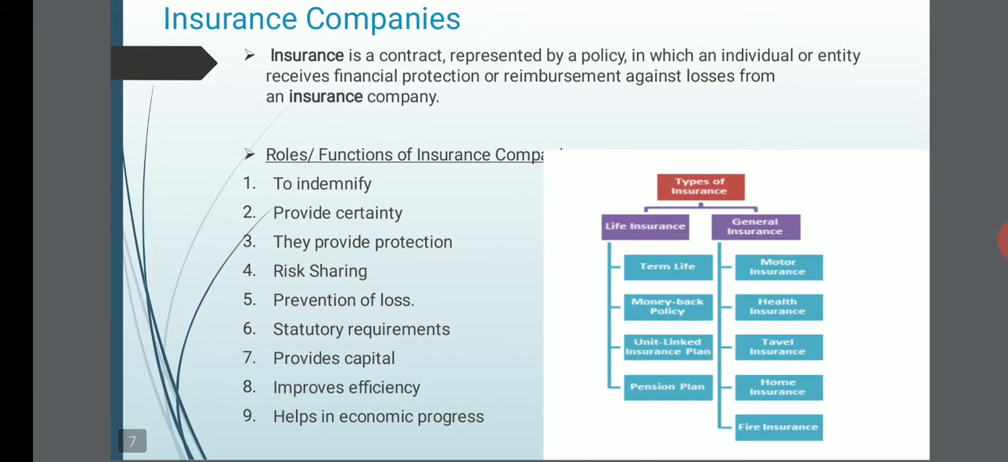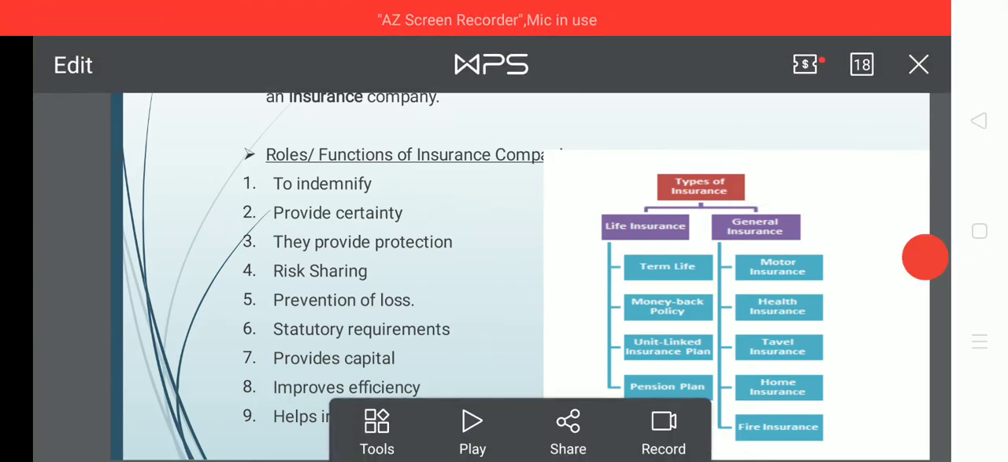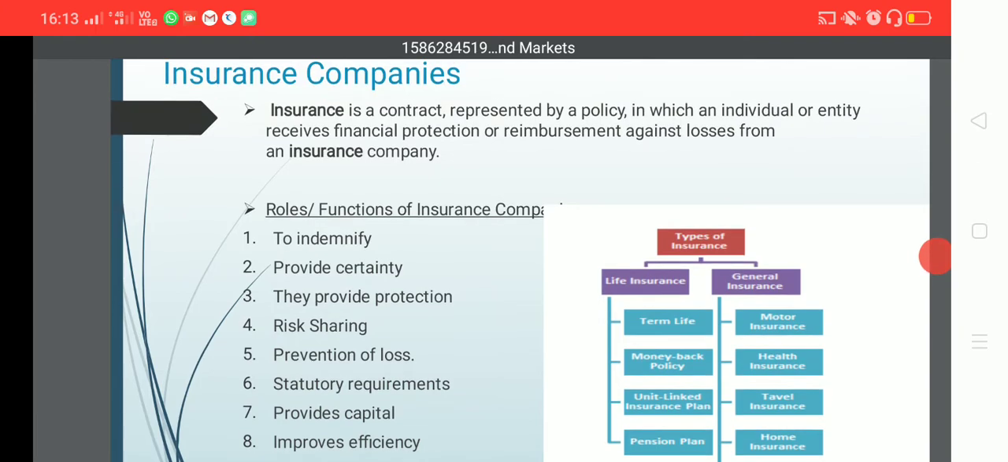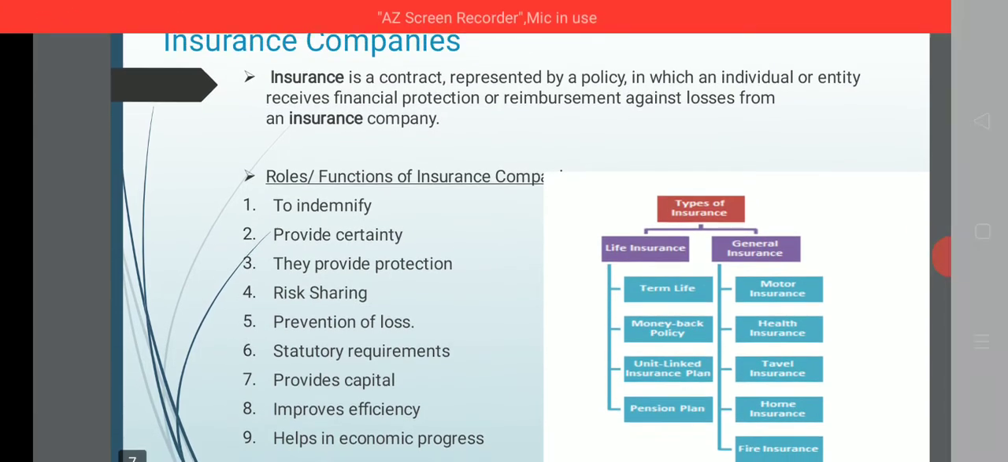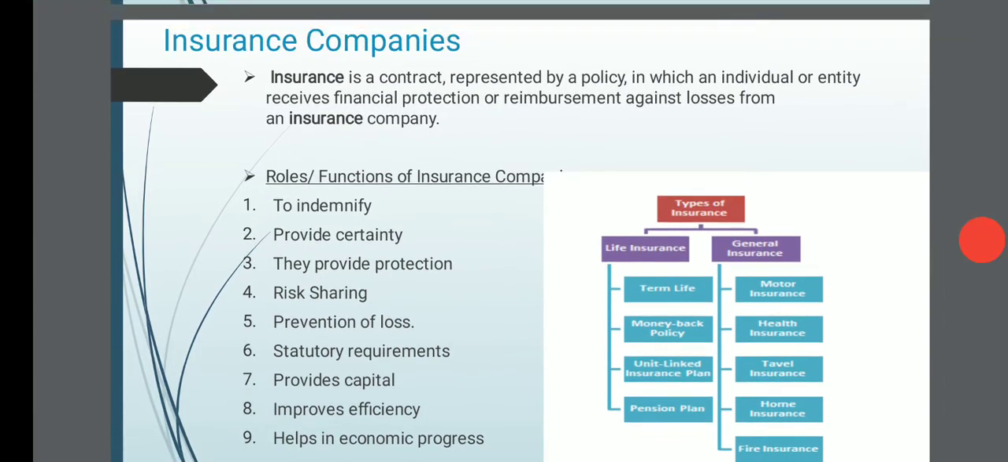Statutory requirements. Why statutory requirements? For example, there are various places where the government asks you to go for some kind of insurance, like third-party insurance for drivers and vehicles. Insurance also provides capital to the required sector in the economy. It improves efficiency and helps in economic progress.